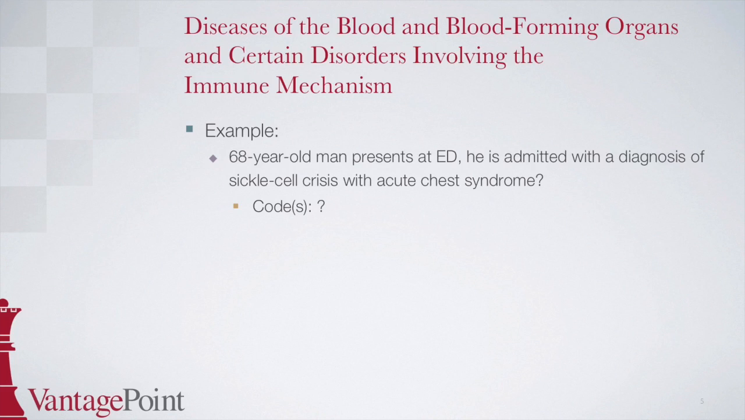For our first coding example, we have a 68-year-old man who presents to the emergency department, admitted with a diagnosis of sickle cell crisis with acute chest syndrome. How would you code this? Please pause the webinar to complete this example and then hit play to continue and learn the answer.